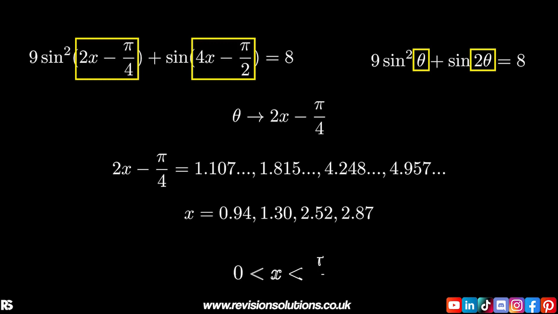The question asked for solutions between 0 and pi over 2, so we can discard the last 2 solutions. Rounding to 1 decimal place leaves us with the final solutions of x equals 0.9 and 1.3 radians.